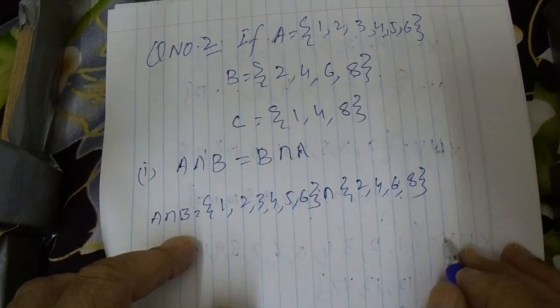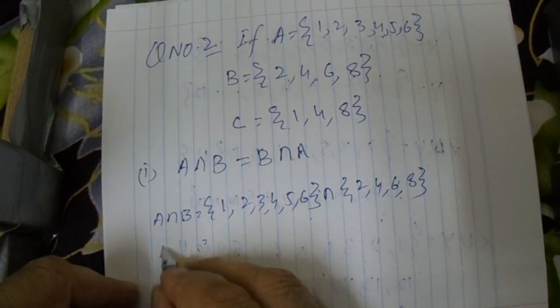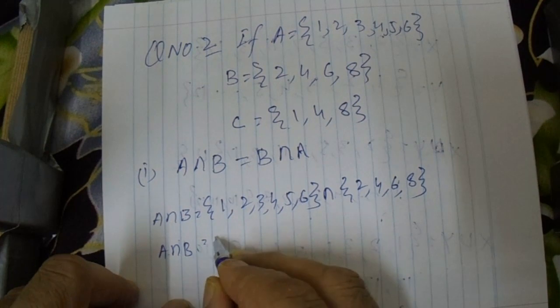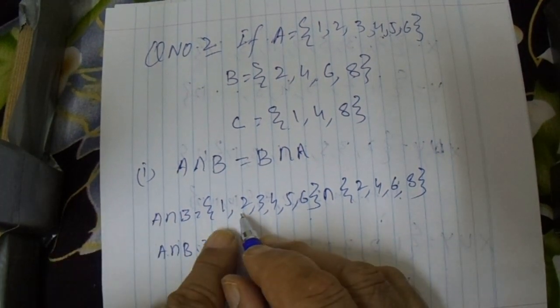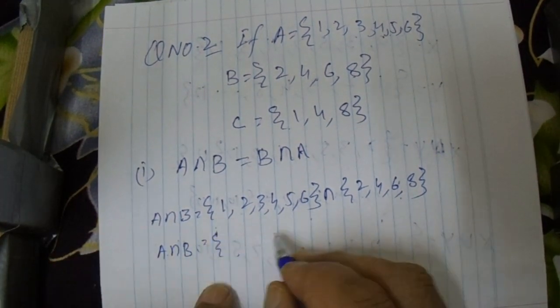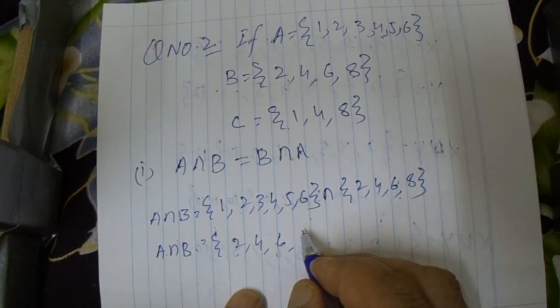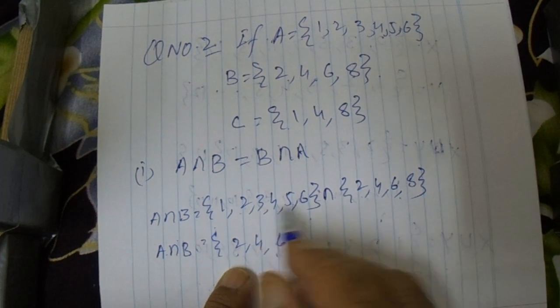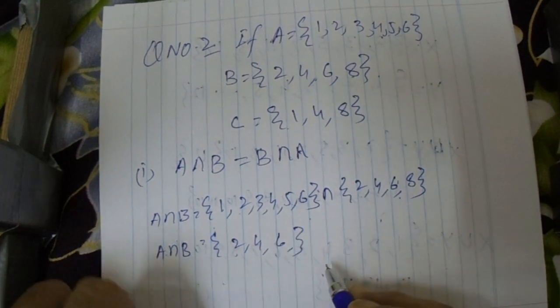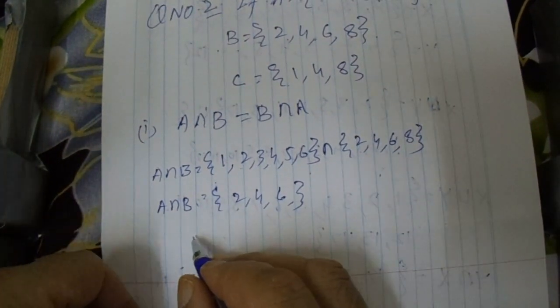Now we will write those elements which are common to both. We write 2 here as common, 4, 6, and only 2, 4, 6. Now this is the intersection, A intersection B.